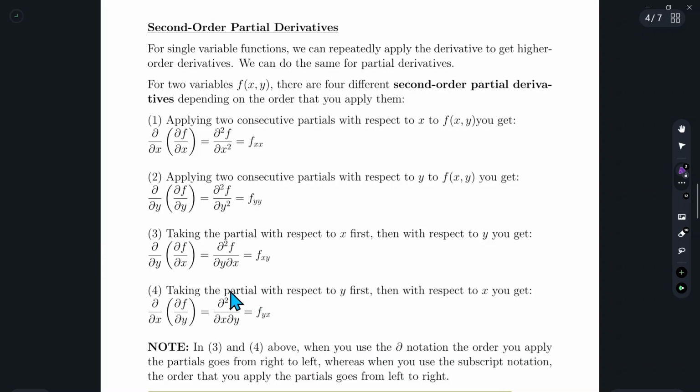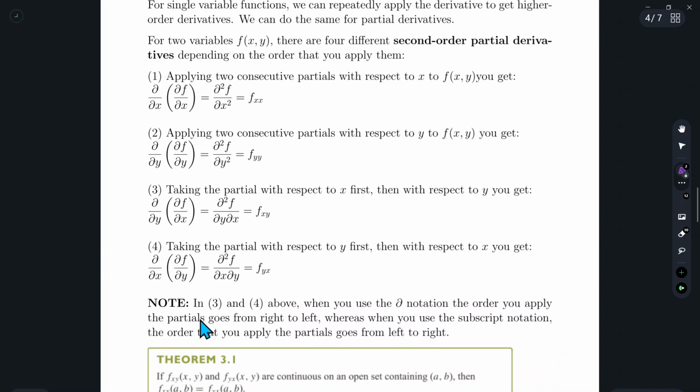So similarly, if you do it the other way around with y first and then x second, then the d notation looks like this, and then the subscript notation looks like this. Again, the note here is just saying be careful whether you use the d notation or the subscript notation, to pay attention to the order that you should apply the partials in. So this is y first and then x. This is y first and then x.